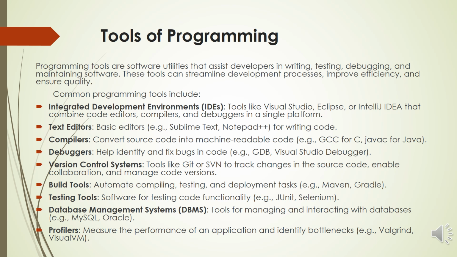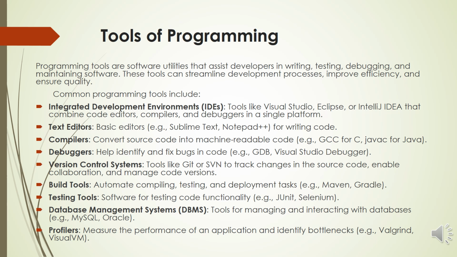We also have the compilers. These convert source code written in a high-level language into machine-readable language. We have examples like GCC for the C programming language, and we also have javac for the Java programming language. These are software that are used to convert high-level language into low-level language.